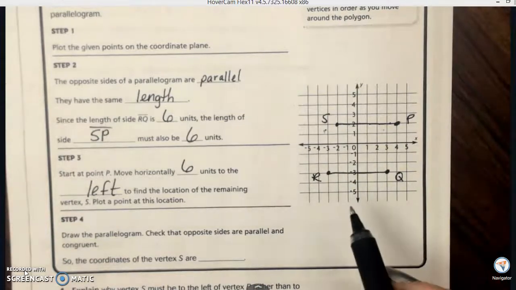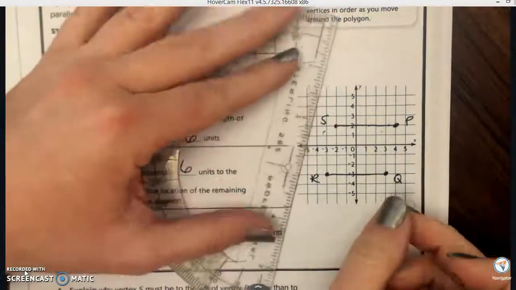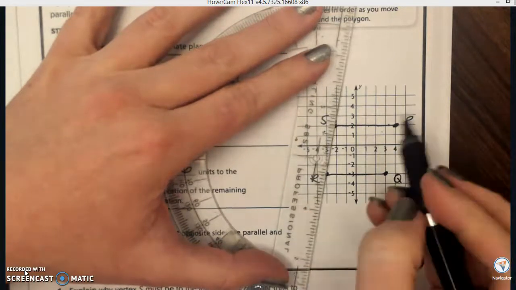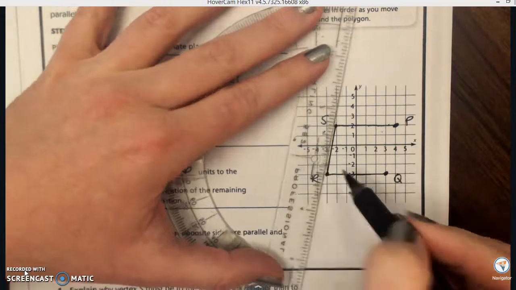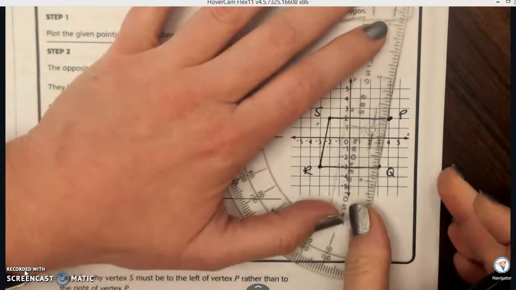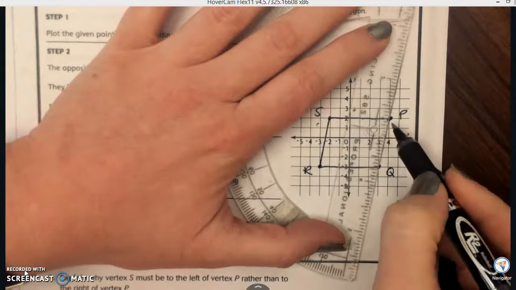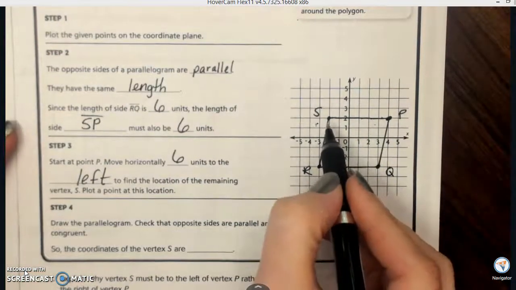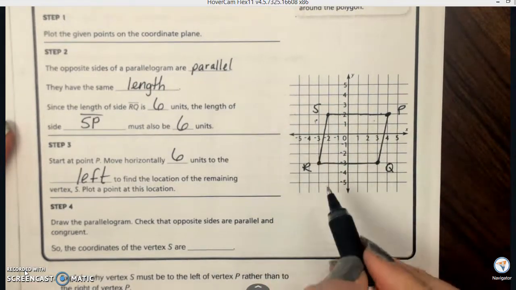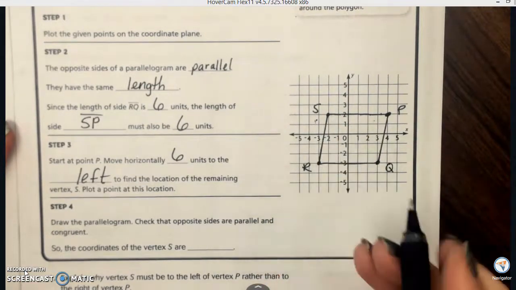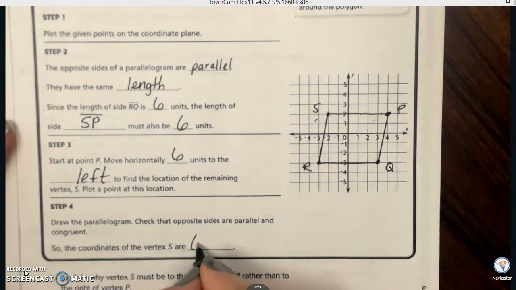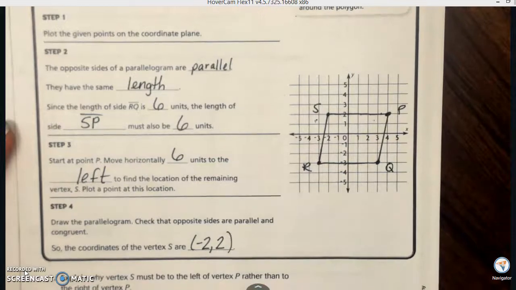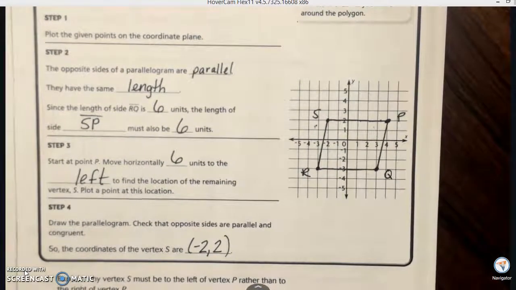Now it wants us to continue to draw the parallelogram. So all I've got to do is use anything flat that'll help me make a line. So I'm using this protractor. You could use a ruler, the edge of your notebook, almost anything as long as it's straight, so that I can complete my parallelogram. And now I've just got to give the ordered pair for S. So notice we are at -2 per X and 2 per Y. So it would be -2, 2 is our missing point.